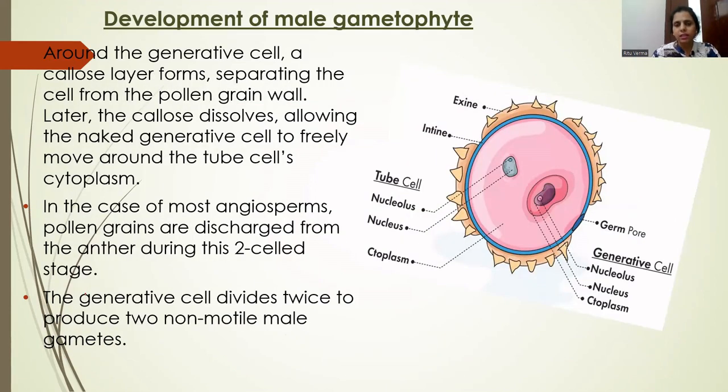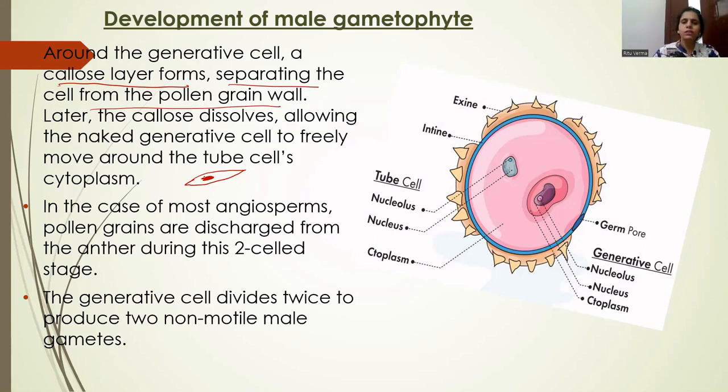Next, when the generative cell is formed, it is initially covered with a callose layer. This callose layer separates the cell from the pollen grain, and the callose dissolves later on. Then the generative cell becomes naked, is present in spindle shaped form, and simply floats here and there in the vegetative cell. This generative cell has transparent cytoplasm.